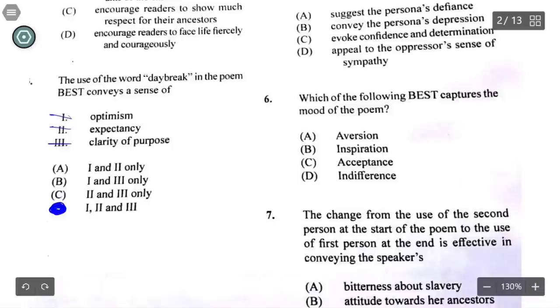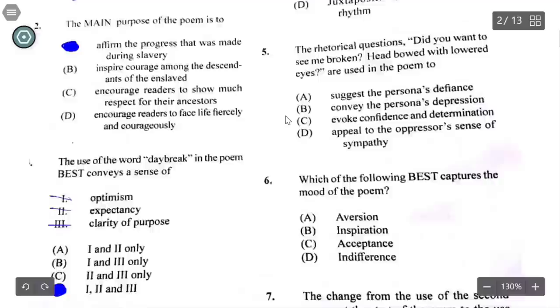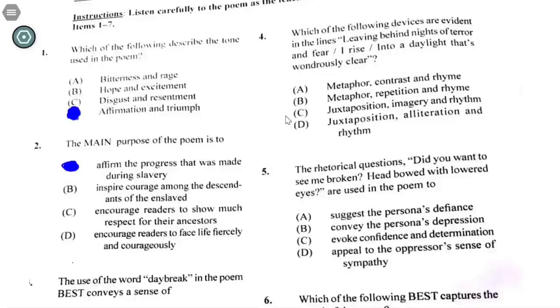Number four, which of the following devices are evident in the lines: leaving behind nights of terror and fear, I rise into a daylight that's wondrously clear. Now, first of all, the forward slashes are to show division of lines. So leaving behind nights of terror and fear is one line, the next line is I rise, and then the line after that is into a daylight that's wondrously clear.